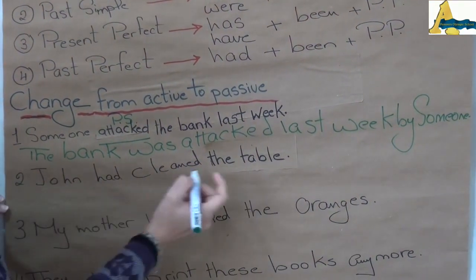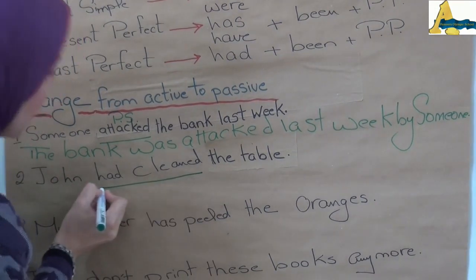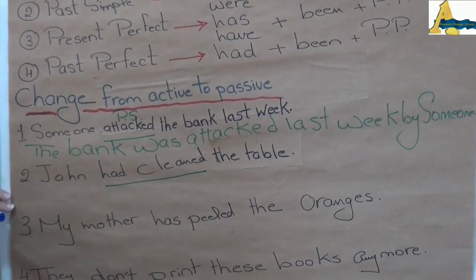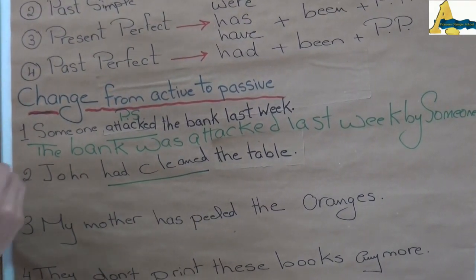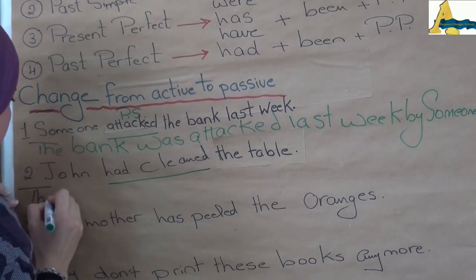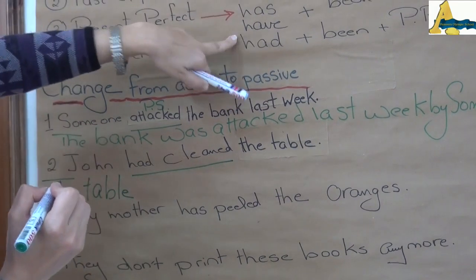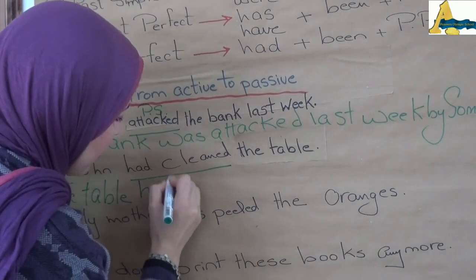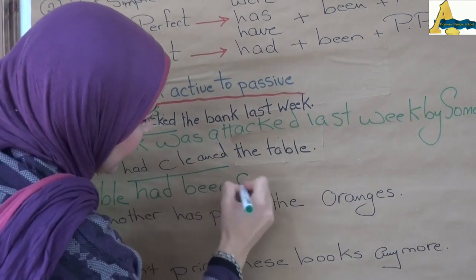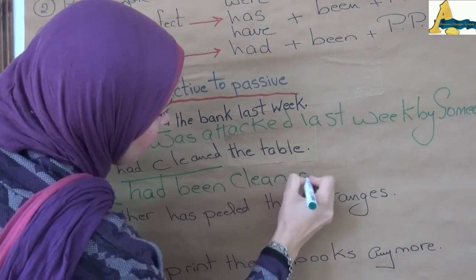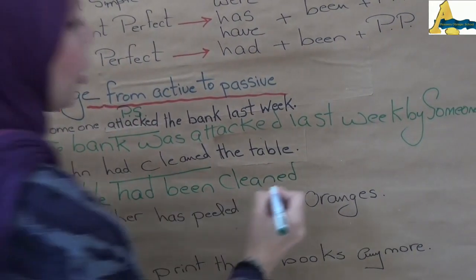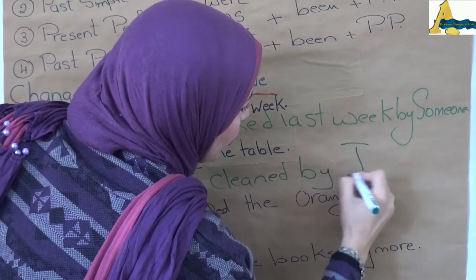The second sentence: John had cleaned the table. What's the verb here? Had cleaned. Which tense? Past perfect. So it's going to be the table, past perfect, it will be had been cleaned by John, by the doer.